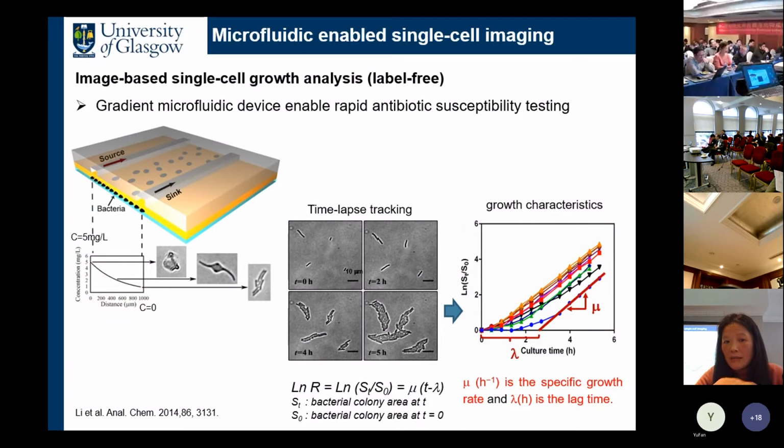Because we trap cells as a monolayer, through time-lapse imaging we are able to monitor clear cell images. We can correlate the change of cell structure and cell area with cell mass, and thus determine the cell growth rate as well as the lag time. I would like to mention that the lag time normally cannot be determined using the traditional method.